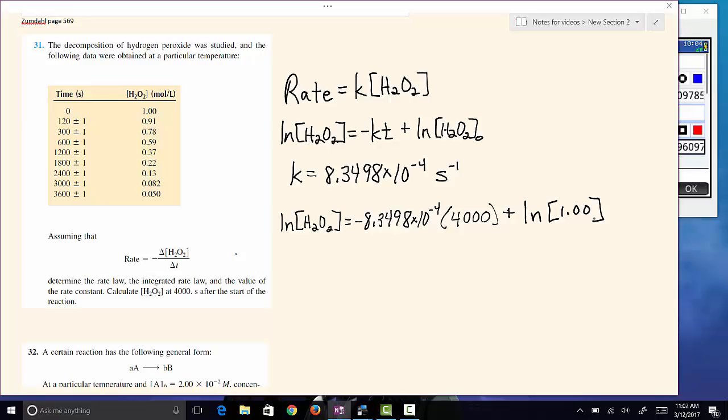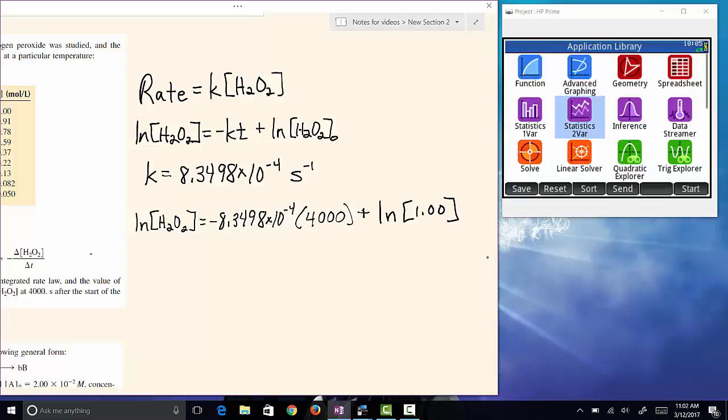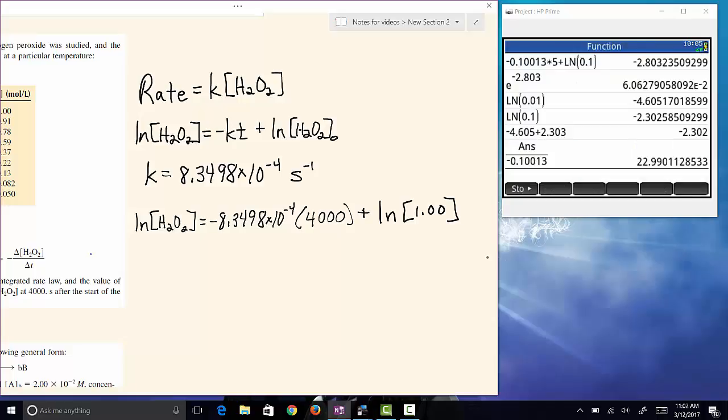So I'll plug that in: negative 8.3498 times 4,000, plus the natural log of 1. Let me move this over a little bit so you can see the calculator. And of course, now I'm typing into my function thing. I don't want to do that. So we're going to say okay, go back to the function, and plug it in: negative 8.3498 EE negative 4 times 4,000 plus the natural log of 1.